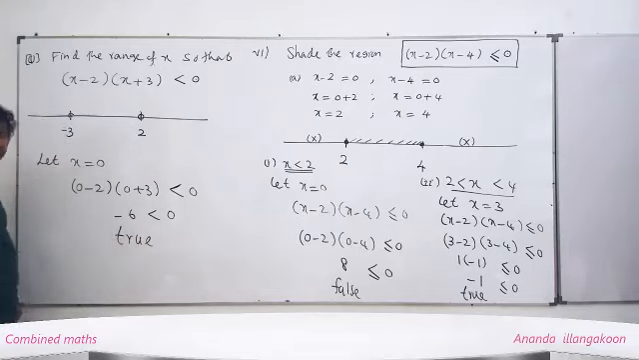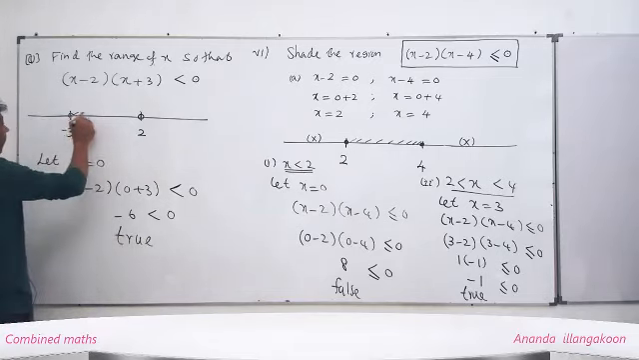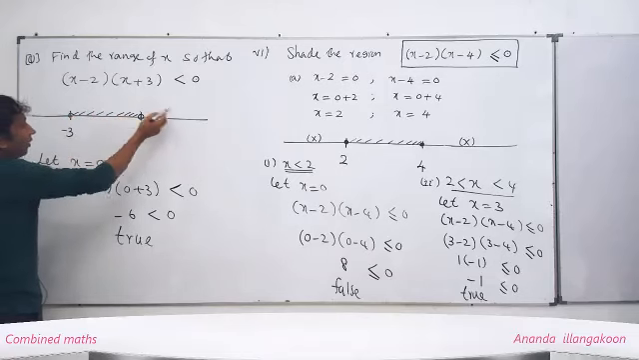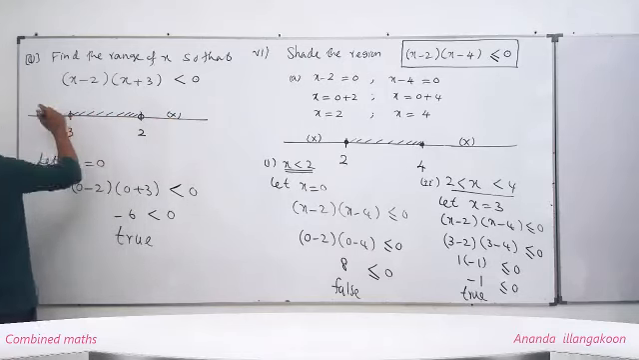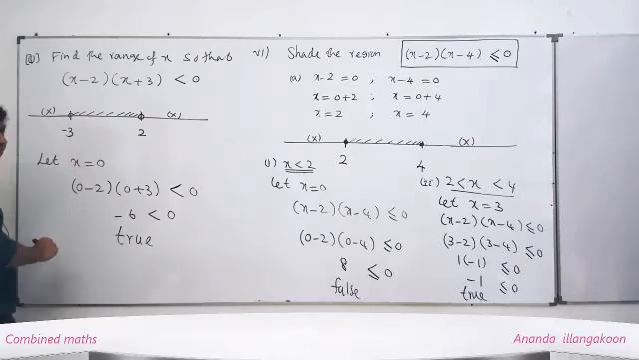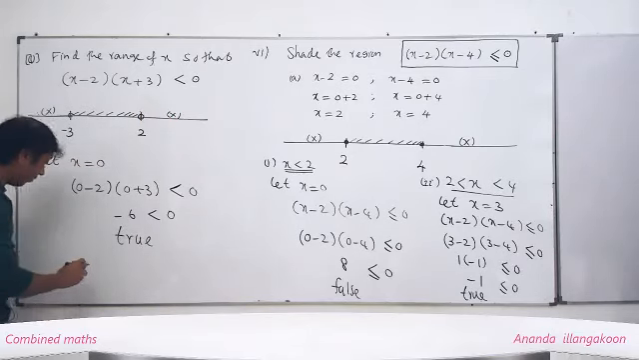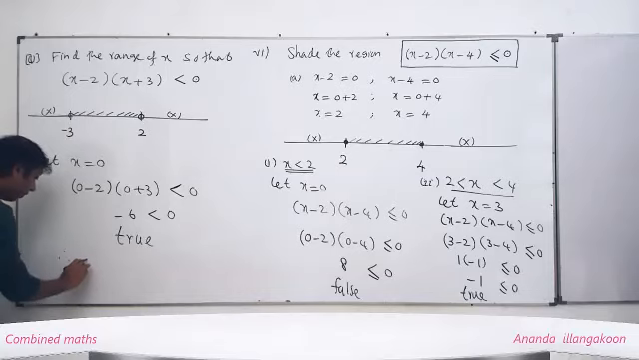Right. That means we have to accept this region. Then, people, the next one this side we reject. Therefore, what is the required region? Therefore, the answer is what?